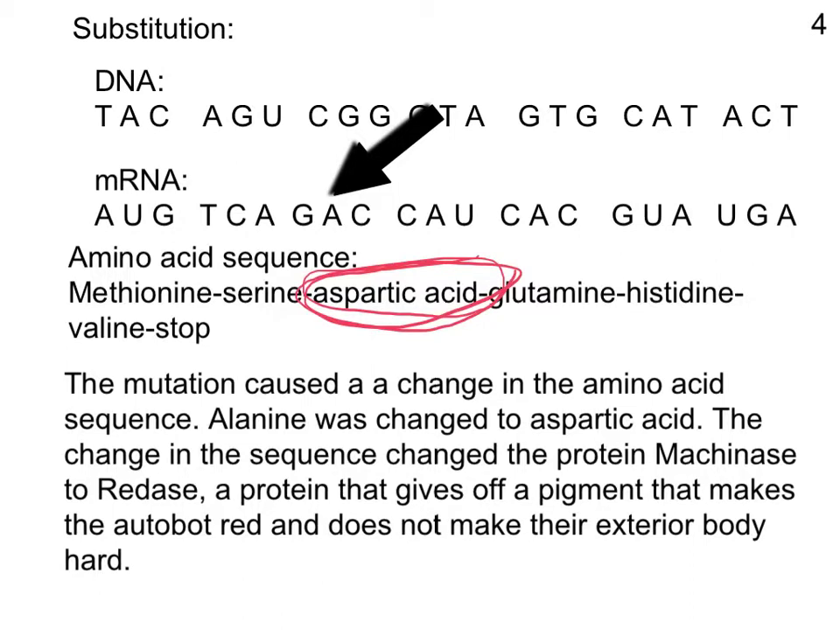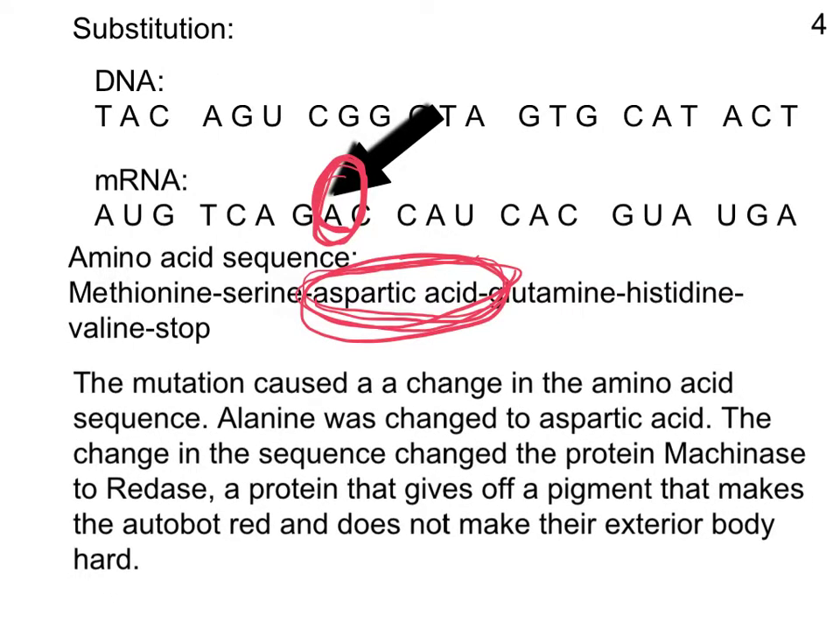So here again is the DNA, mRNA, and then here is where the change occurs, and it causes aspartic acid to show up in your amino acid sequence. So then I want you to explain it. The mutation caused a change in the amino acid sequence. Alanine was changed to aspartic acid. Okay, that's the mechanics of it.